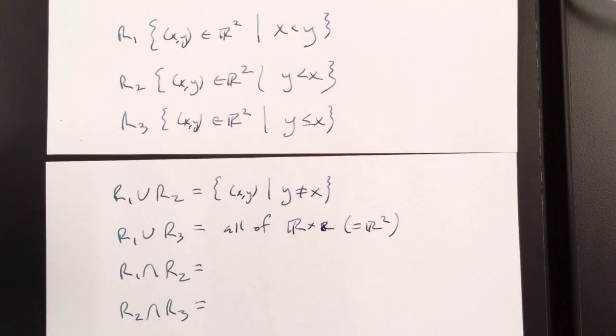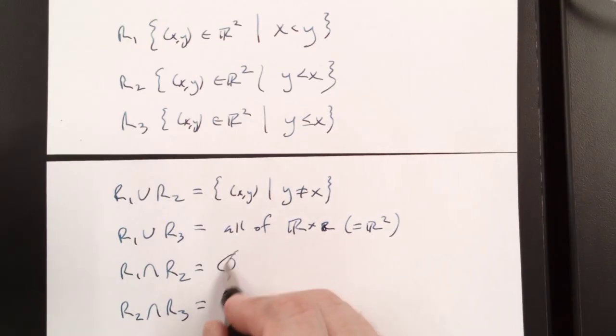R1 intersect R2. What word goes with intersect? So y is less than x and x is less than y. That's the empty set. R2 intersect R3. Less than or equal to and less than. It's just R2. It's got to be in both to be in the intersection, right?